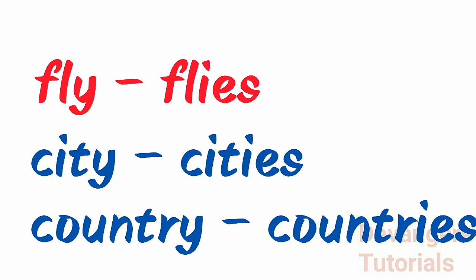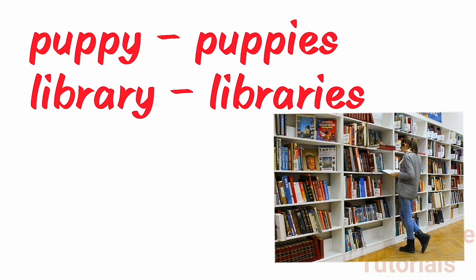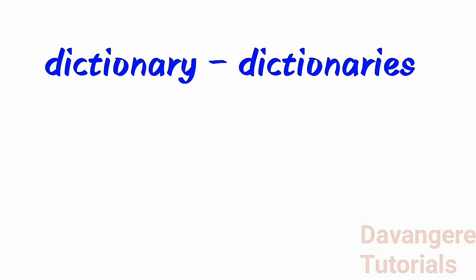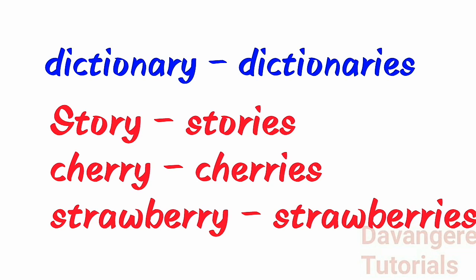City, cities. Country, countries. Puppy becomes puppies. Library, libraries. Dictionary becomes dictionaries. Story, stories. Cherry, cherries. Strawberry, strawberries. So that's right.